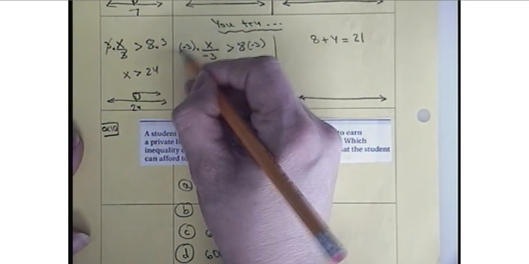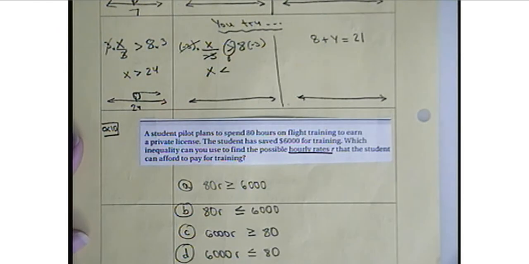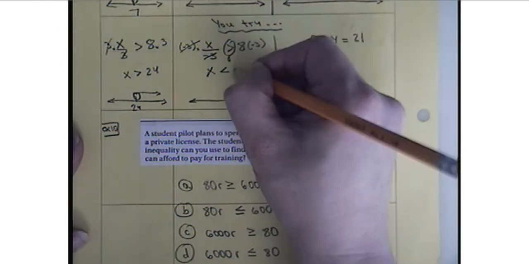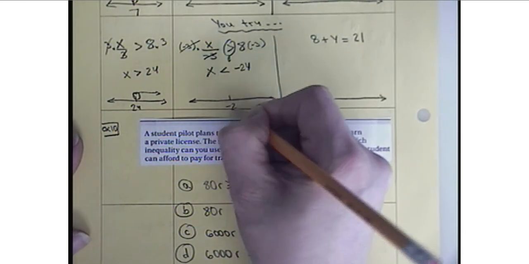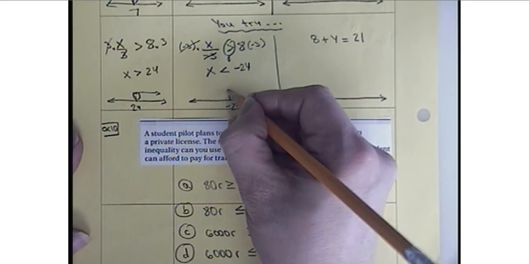Next example, x divided by negative 3 greater than 8, so we need to multiply by negative 3 both sides. Negative 3 and negative 3 cancel. We have x, flip the sign from greater to less than, and then 8 times negative 3 is negative 24.